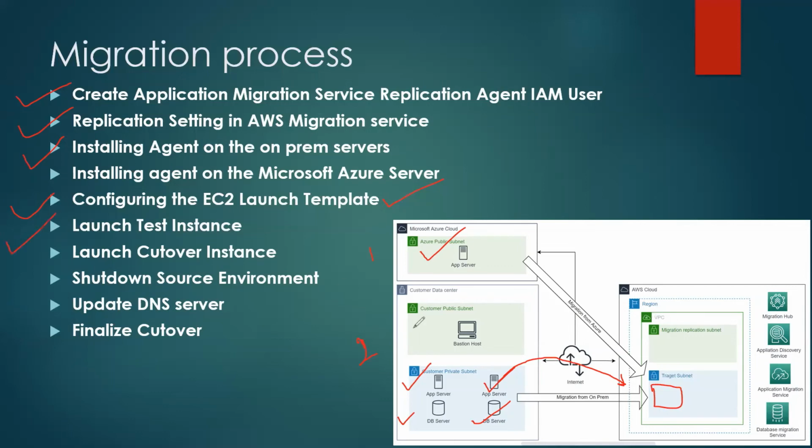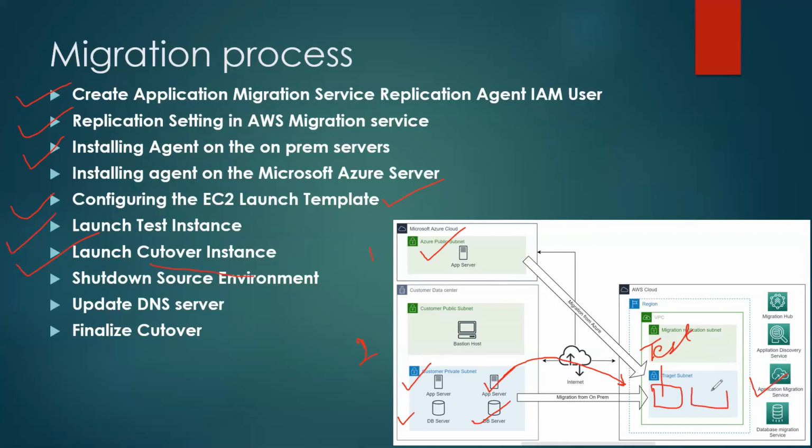Once we have configured that and all the data is synced up, we will launch the test instance. Once we install the agents, the replication will start in Application Migration Service, and based on that replication, we can launch the test instance to perform tests on the migrated servers. Once that is done, we ensure all the data is synced up and we can launch the cutover instance. Once tests are successful, we will launch the cutover instance.